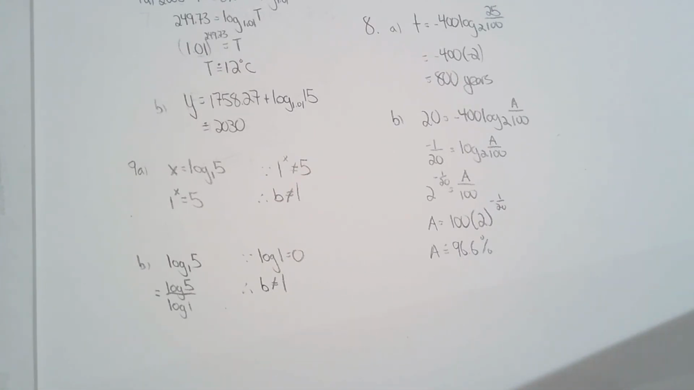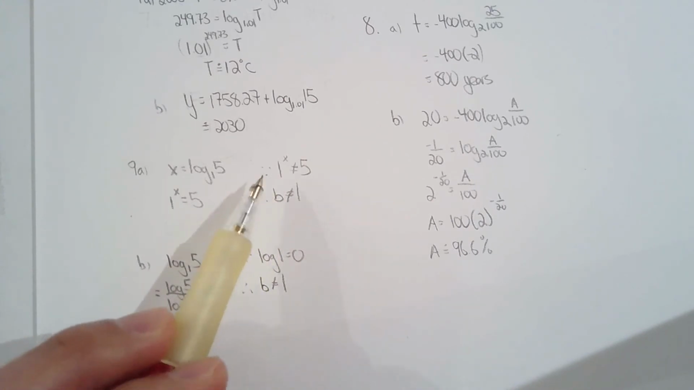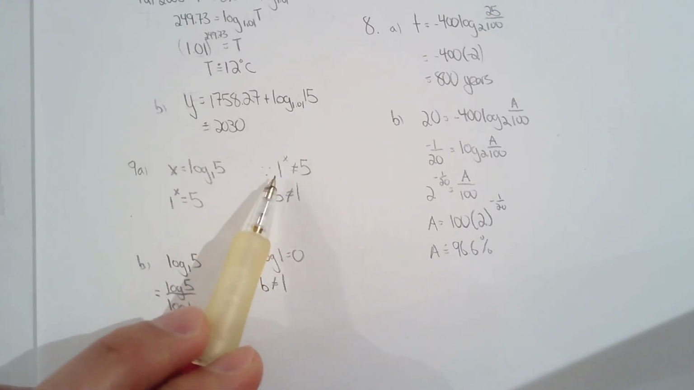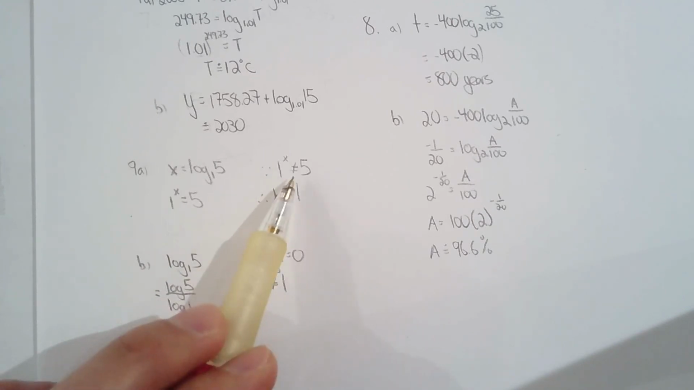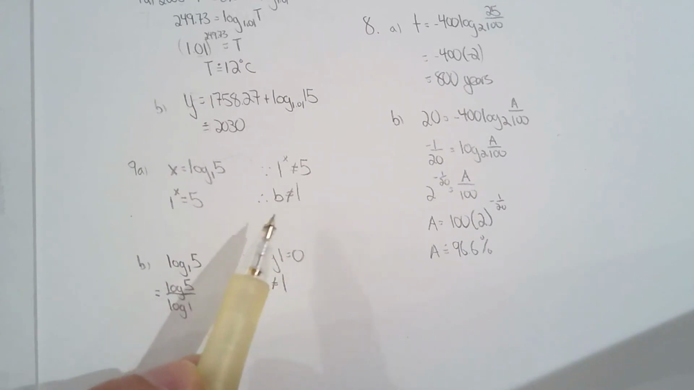Okay, 9. So why are we not allowed to have a base of 1? So they asked me to do it 2 ways. First, converting it to exponential form, and I get 1 to the x equals 5. Well, 1 to the x cannot be equal to 5 because 1 to the power of whatever is 1, right? As long as x is a real number. So 1 to the power of x is not 5. So that is one way of explaining why the base of the logarithm cannot be 1.